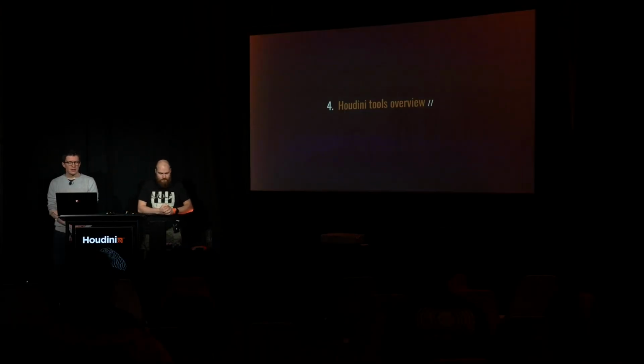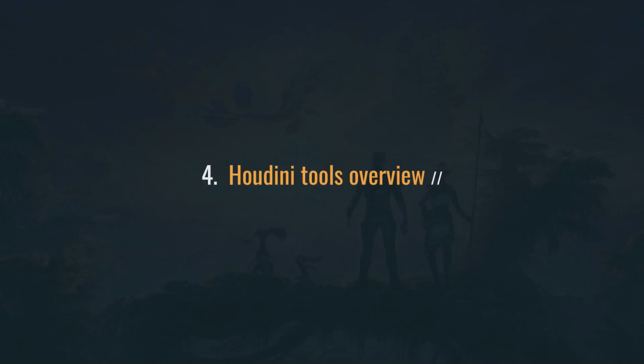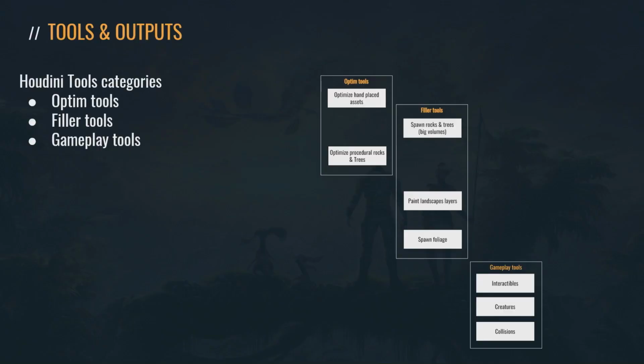So let's now have a quick overview of all the tools we created in Houdini. But first, we want to show you the different categories and how we connect the tools and the outputs. So we have three types of categories. The Optim tool that we created for performance reasons. So if we have too much geometry at a point, we have memory issues, and we decided to create that pipeline. I'm going to discuss that a bit later.